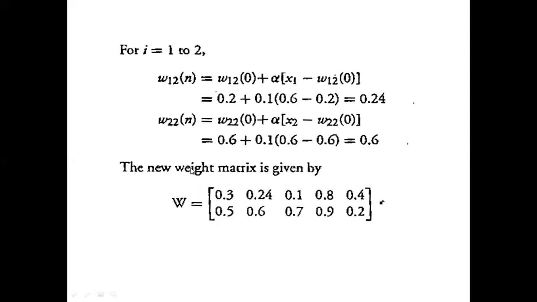Now the new weight matrix is given by W. Here we change only the second column. These are the first column values, that is 0.5, 0.3 and 0.5 as given, no changes there. Only this column changes. It will become now 0.24 and this is 0.6. And all the other values are the same. This is 0.1, 0.8, 0.4 and this is 0.7, 0.9 and 0.2. So this is the way, by using the Euclidean distance, we calculate the new weight matrix for any given input vectors.